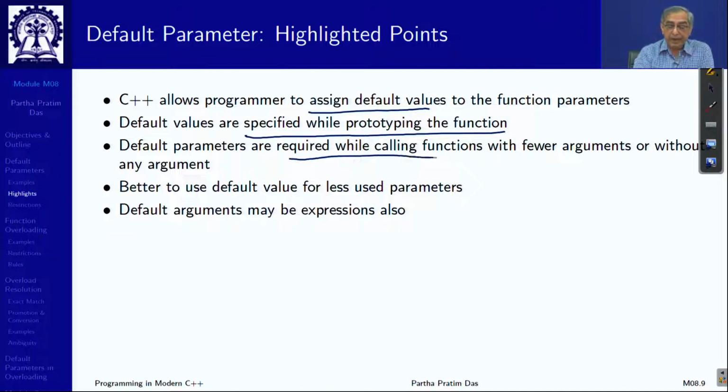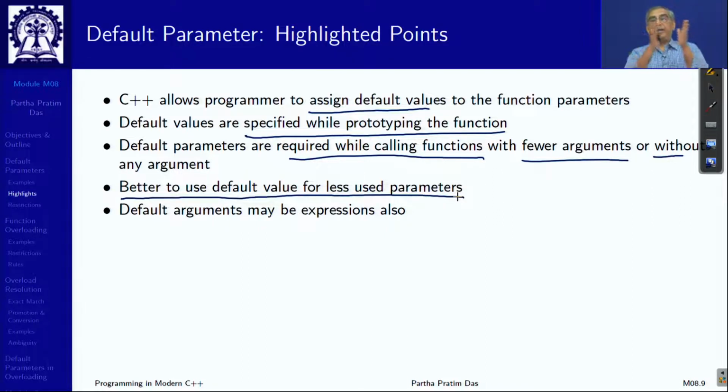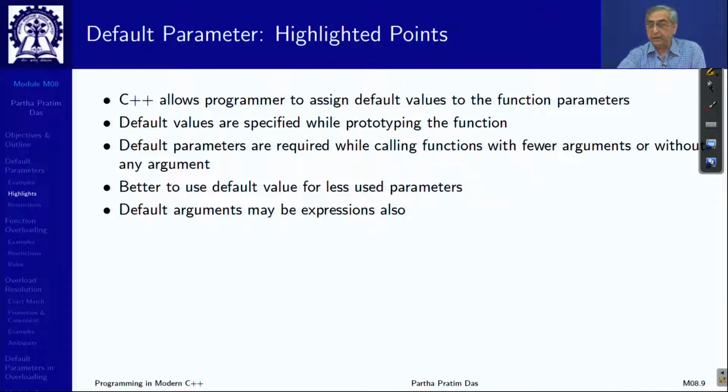Default parameters are required while calling a function with fewer arguments or without any argument at all. You have already seen that. As a design, you should arrange your parameters in a way so that the default values are used for less used parameters. If you use a default value for a frequently used parameter whose value can be different, then every time you will have to provide that anyway, right? And default arguments can be expressions as well. So, these are some of the basic stuff.